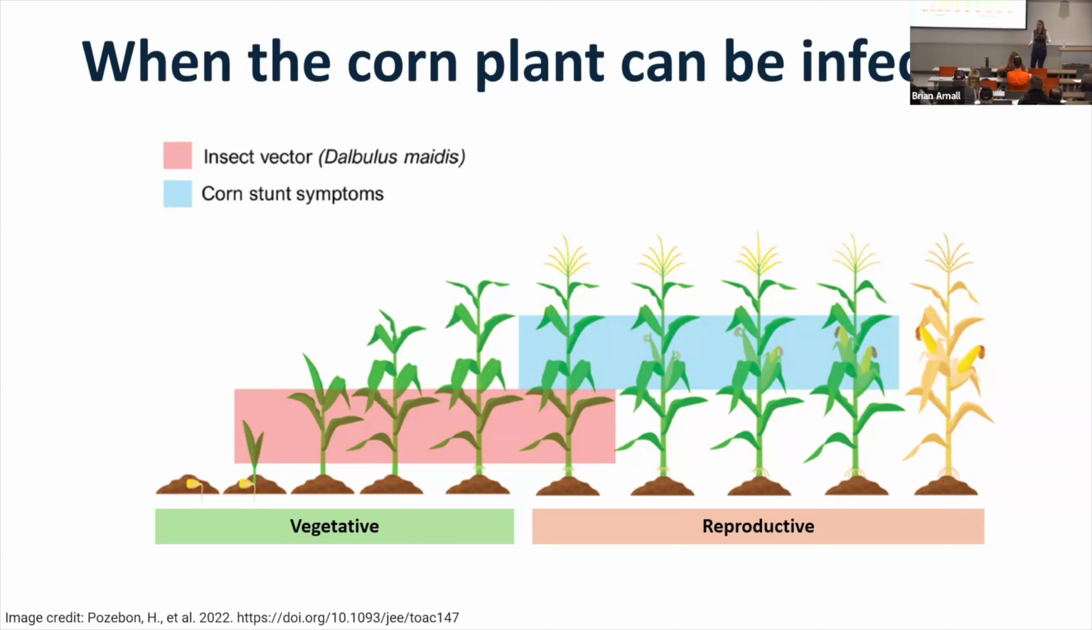And I'm going to let Ashley talk more about this. But here's when the plant is going to get infected, while the symptoms of that disease we're going to see just in the reproductive stages, because the pathogens need some time to multiply inside of the corn plant. We used to say 3-4 weeks for us to be able to see those symptoms in the field.